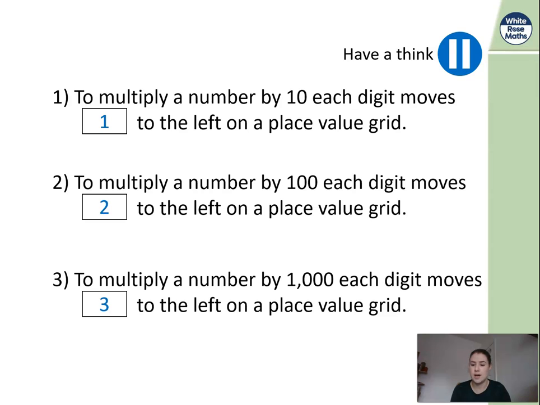Now, a trick that's going to help you remember how many places we need to move on our place value chart depends on the number of zeros at the end of the number we are multiplying by. If we're multiplying by 10, it's 1 zero, therefore we move it 1 place to the left, and it moves to the left because our number is getting bigger. When we multiply by 100, we have 2 zeros, so our digits move 2 places to the left. And the same for 1,000. 1,000 has 3 zeros, therefore the digits must move 3 places to the left.